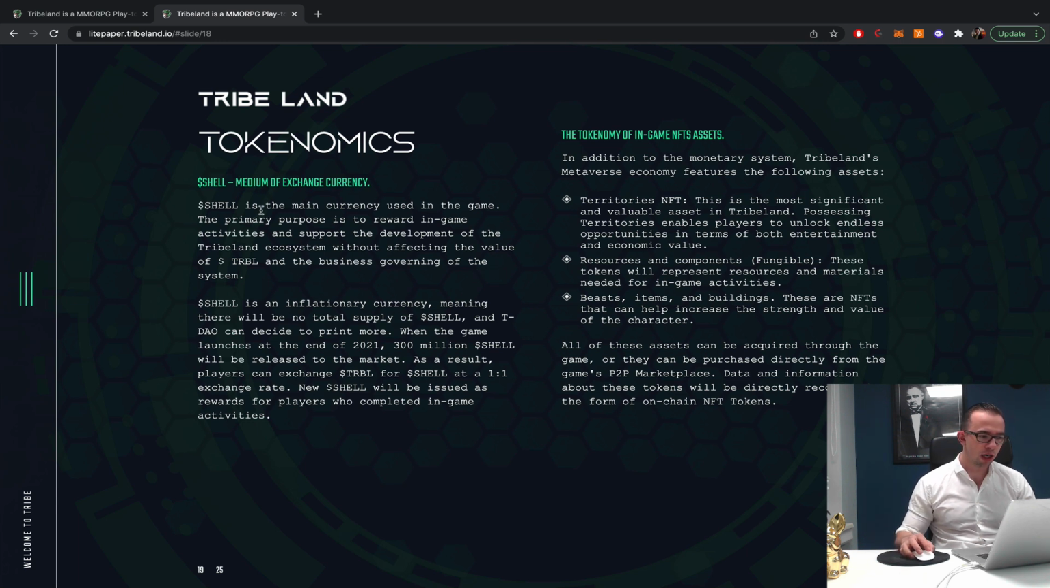Medium of exchange currency. Shell is the main currency used in the game. The primary purpose is to reward in-game activities and support the development of the Tribeland ecosystem without affecting the value of Tribe and the business governing the system.